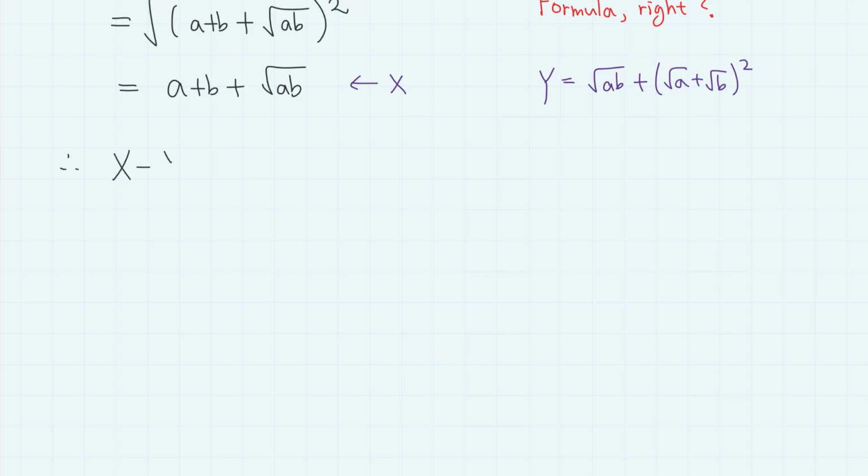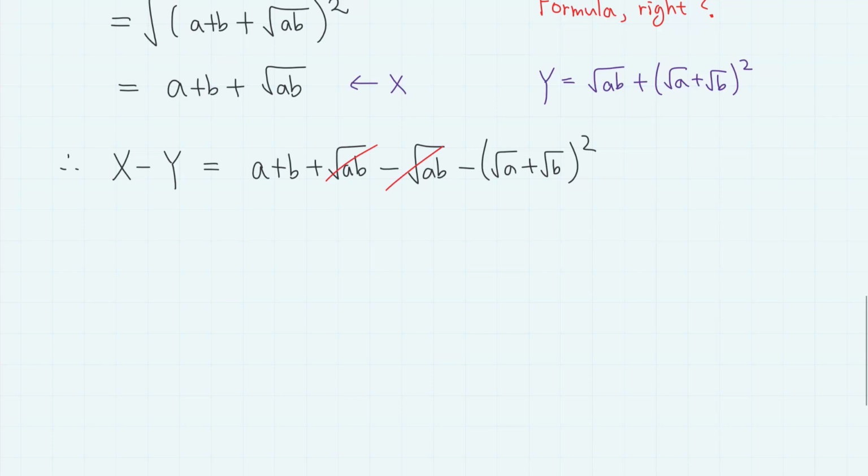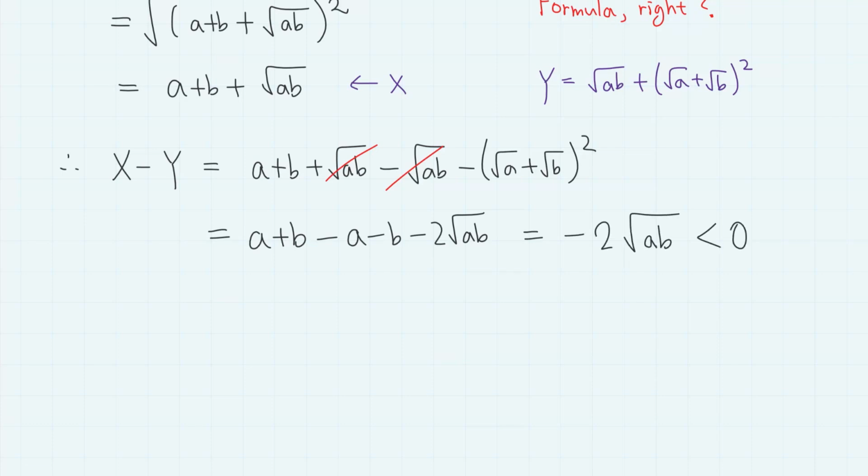Therefore, now we can do the conventional x minus y, which is a plus b plus square root of ab minus square root of ab minus (square root of a plus square root of b) squared. So these two terms cancel out. So we have a plus b, and if we expand the square part, we have minus a minus b minus 2 square root of ab. So we just have minus 2 times square root of ab, which is negative. So we have x is less than y.